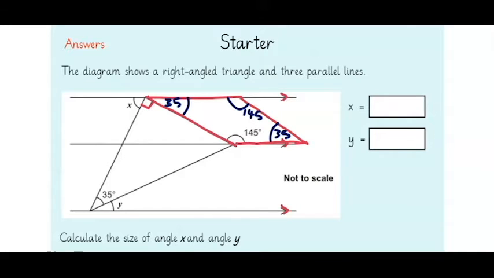Now, we want to find angle X. We've got a straight line here. So this straight line will add up to 180 degrees. So I've got an angle of 35 degrees, a right angle of 90 degrees. That means that angle X must be 55 degrees. It's 55 plus 90 plus 35 equals 180. So I can add in now my answer of 55 degrees.